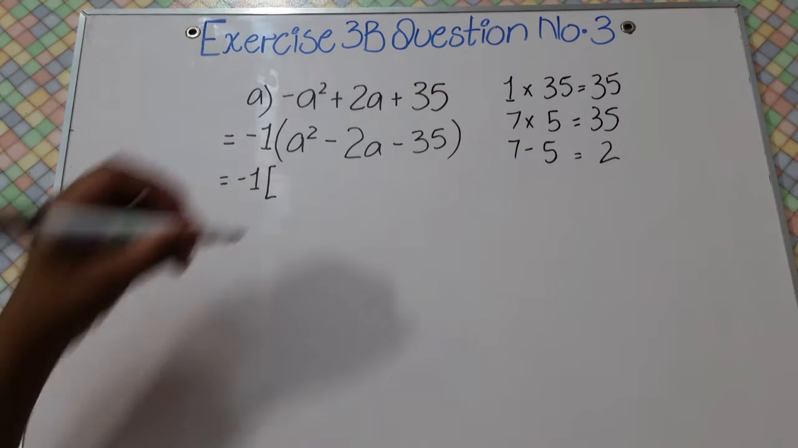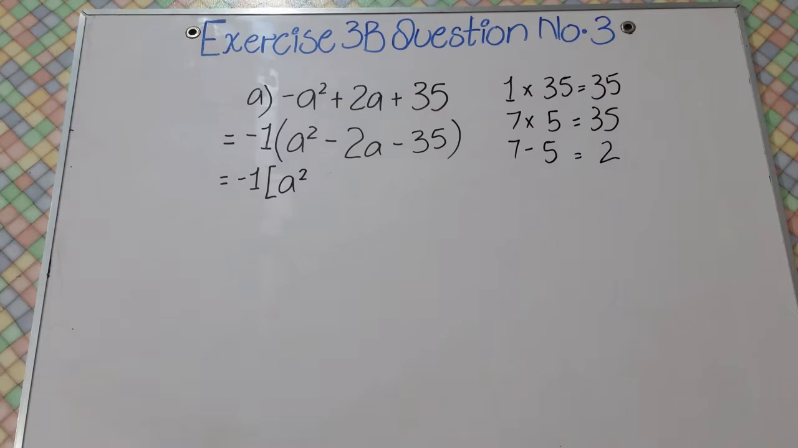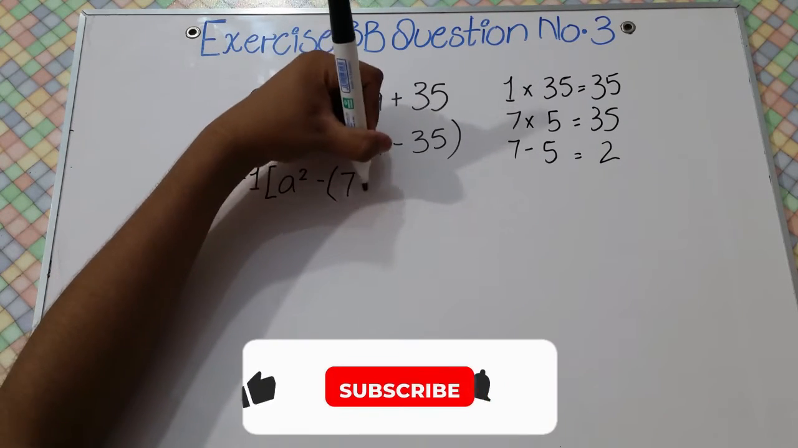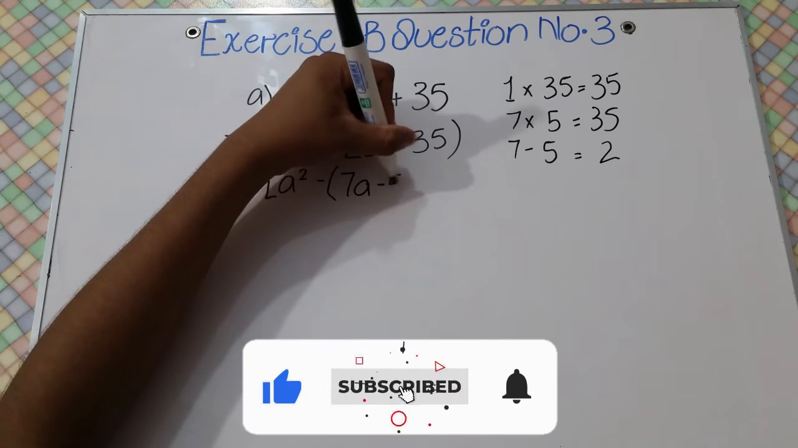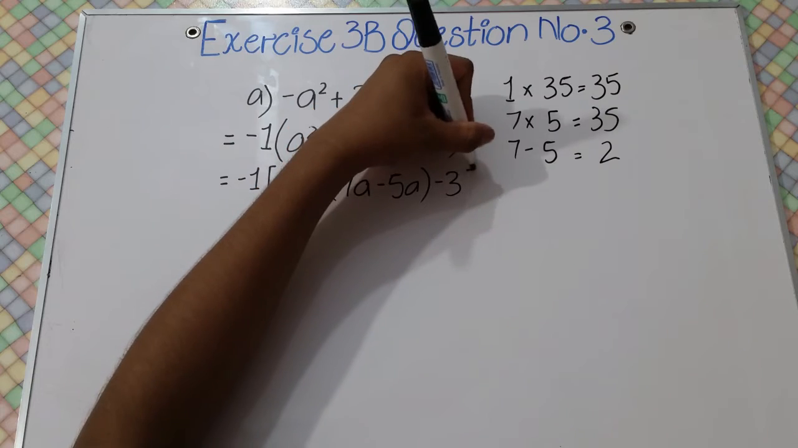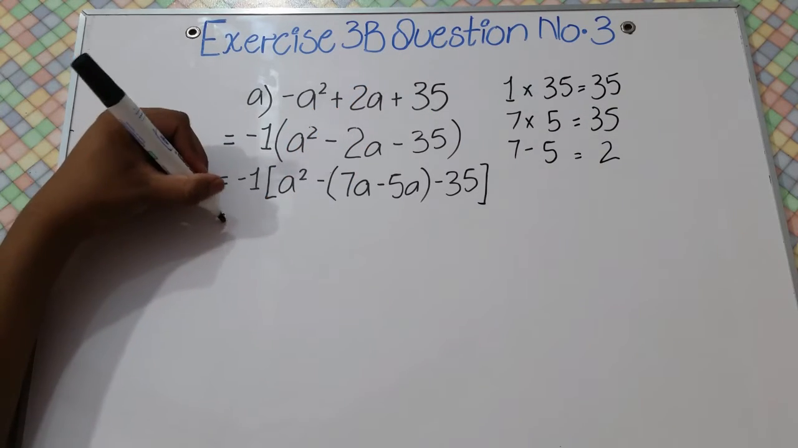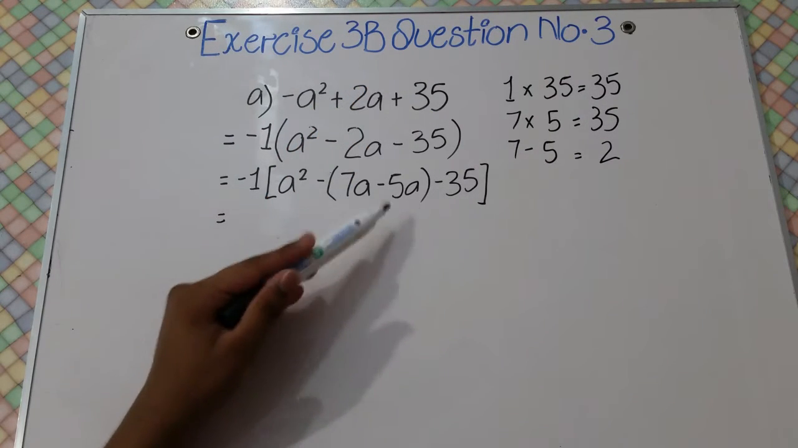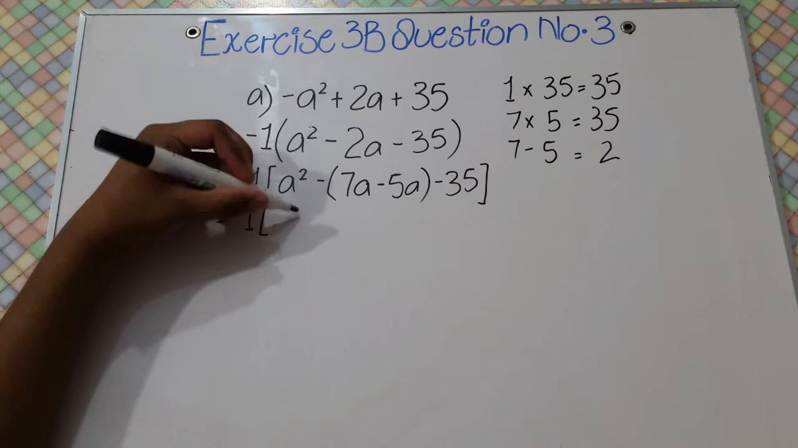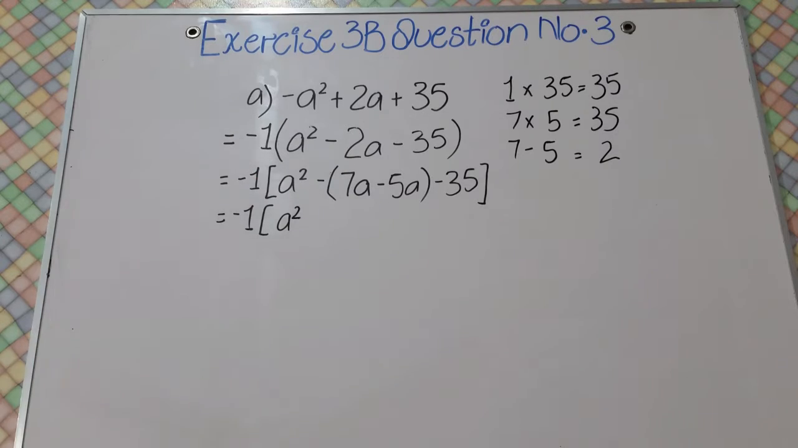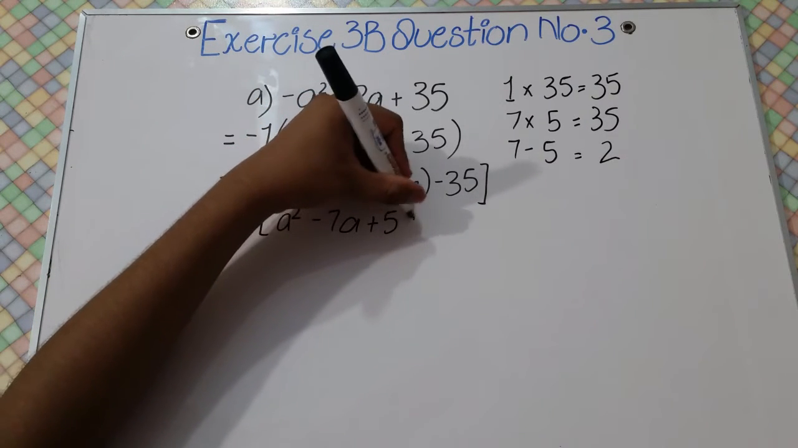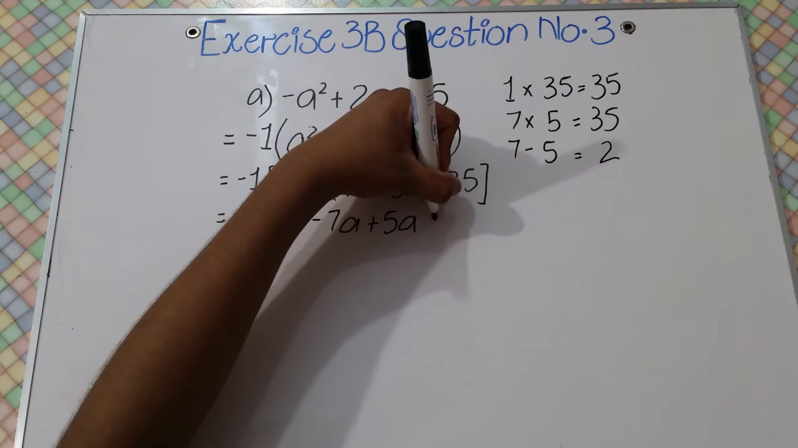Okay, so A square minus, in brackets I'm going to write 7A minus 5A, and then minus 35, bracket close. Now I'm going to open this bracket, minus minus is plus, so minus 1 A square minus 7A plus 5A and minus 35.